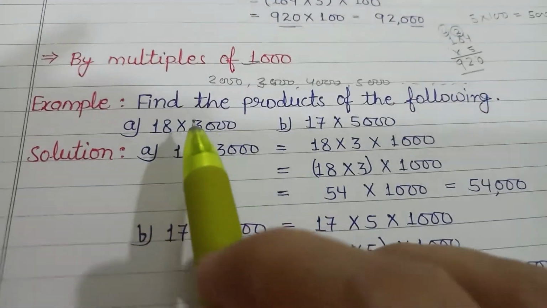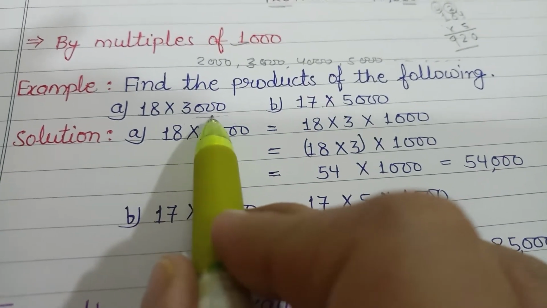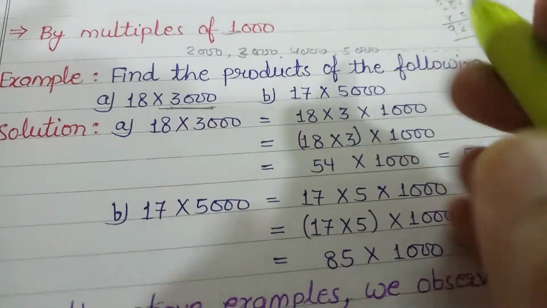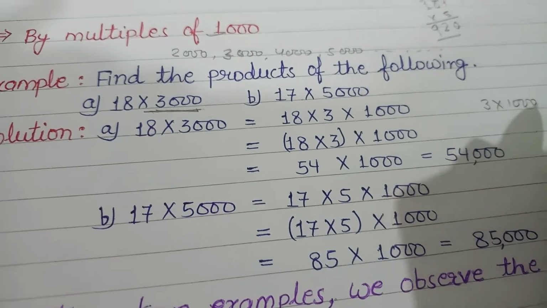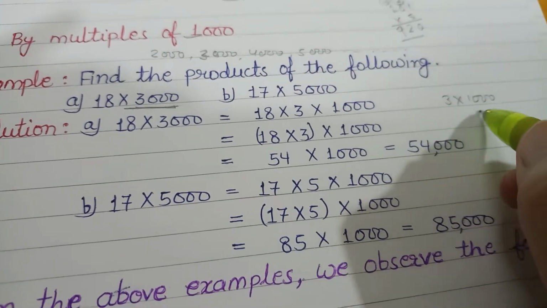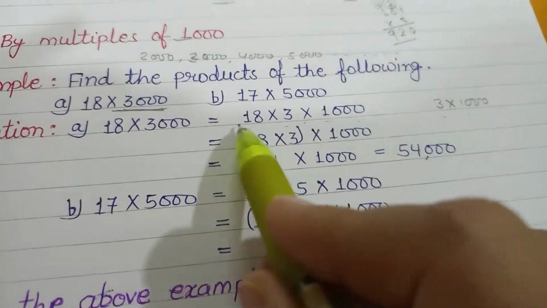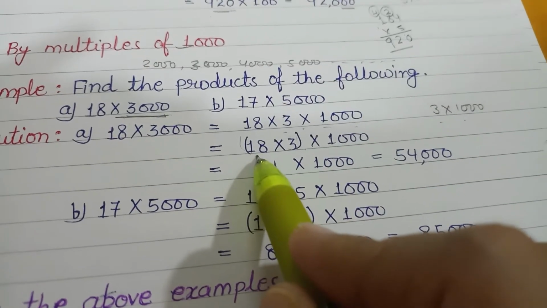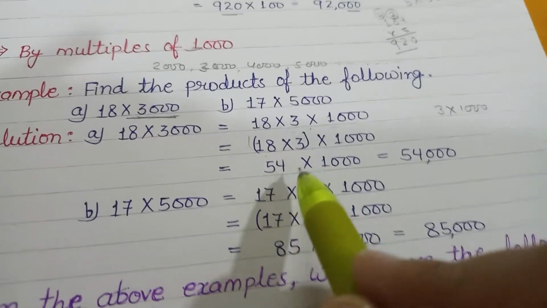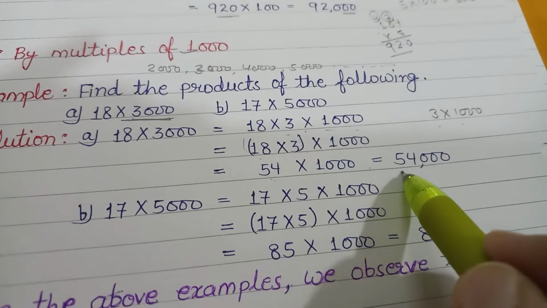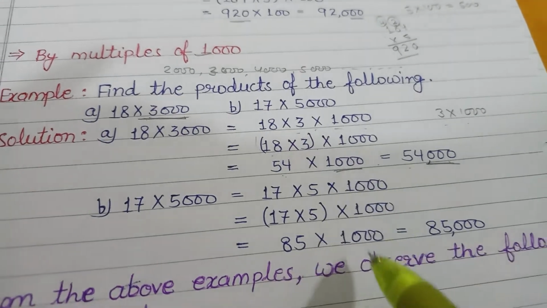Now we have one example. Find the product of the following: 18 multiplied by 3000. We will break this 3000 into 3 multiplied by 1000. 3 multiplied by 1000 is 3000. So we break this number into 3 multiplied by 1000. Now what do we write? 18 multiplied by 3 multiplied by 1000. Now in bracket, 18 multiplied by 3. So 18 3s are 54. Now we have to multiply 54 by 1000. We will do direct multiplication. We will write 54 and then put 3 0s on the right side, because in 1000 we have 3 0s.